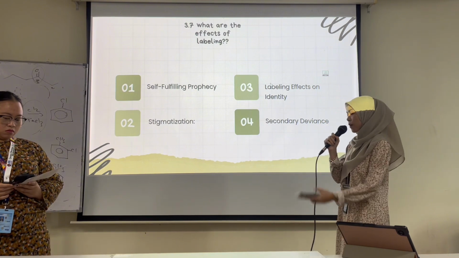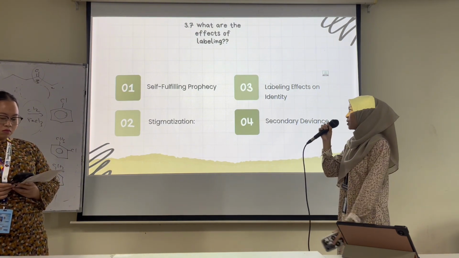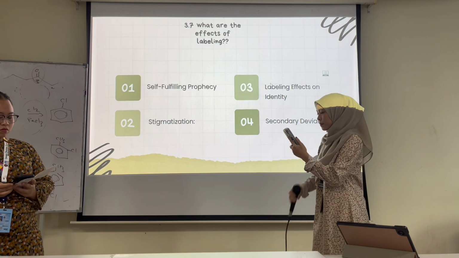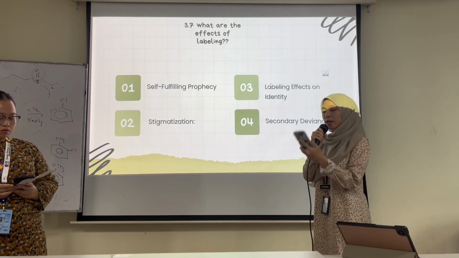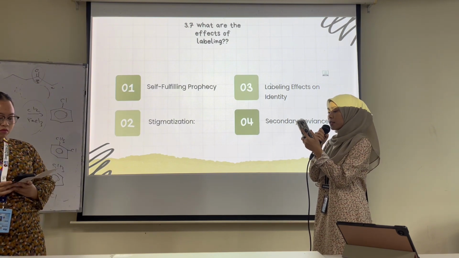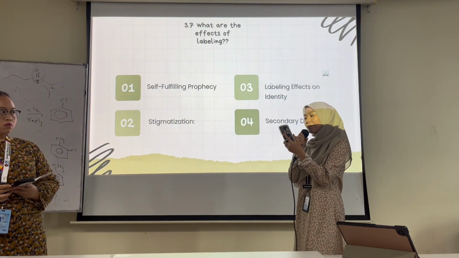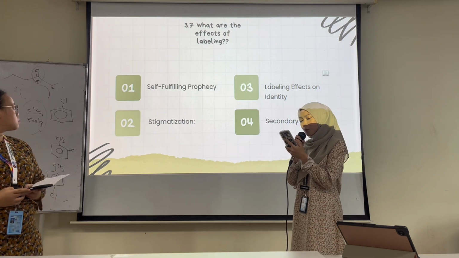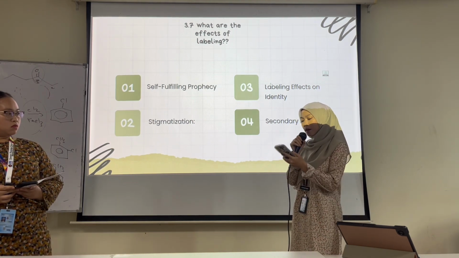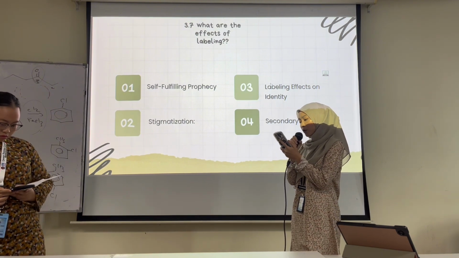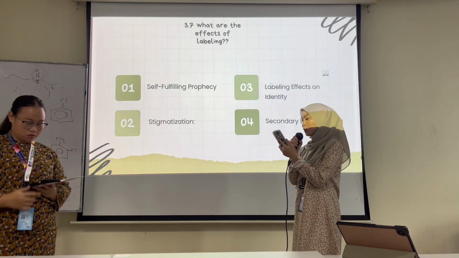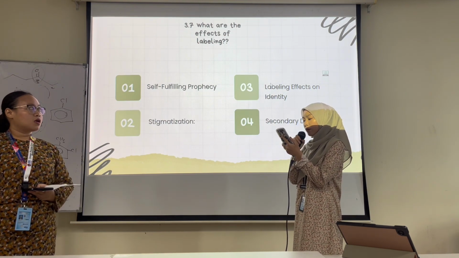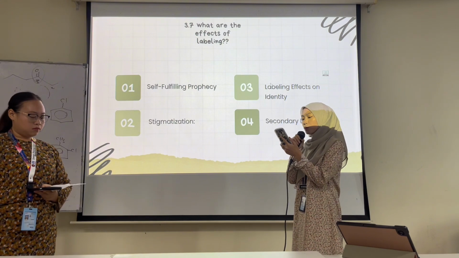3.7 is what are the effects of labeling? The first one is self-fulfilling prophecy. The labeling theory suggests that when individuals are labeled as deviant or criminal, they may internalize this label and begin to adopt the corresponding behavior. For example, if someone is persistently labeled as a troublemaker, they may start behaving in a way that aligns with this label due to the expectation on them. This can lead to a cycle of reinforcement where the labeled individuals conform to the perceived expectation.